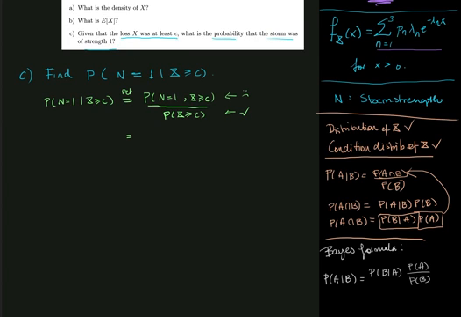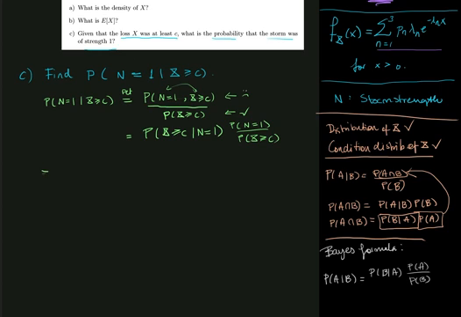And I can use that here, because I can write the probability of the intersection of these two as the probability of X being greater than or equal to C given N is equal to 1, multiplied by the ratio of the probability that N equals 1 divided by the probability that X is greater than or equal to C.